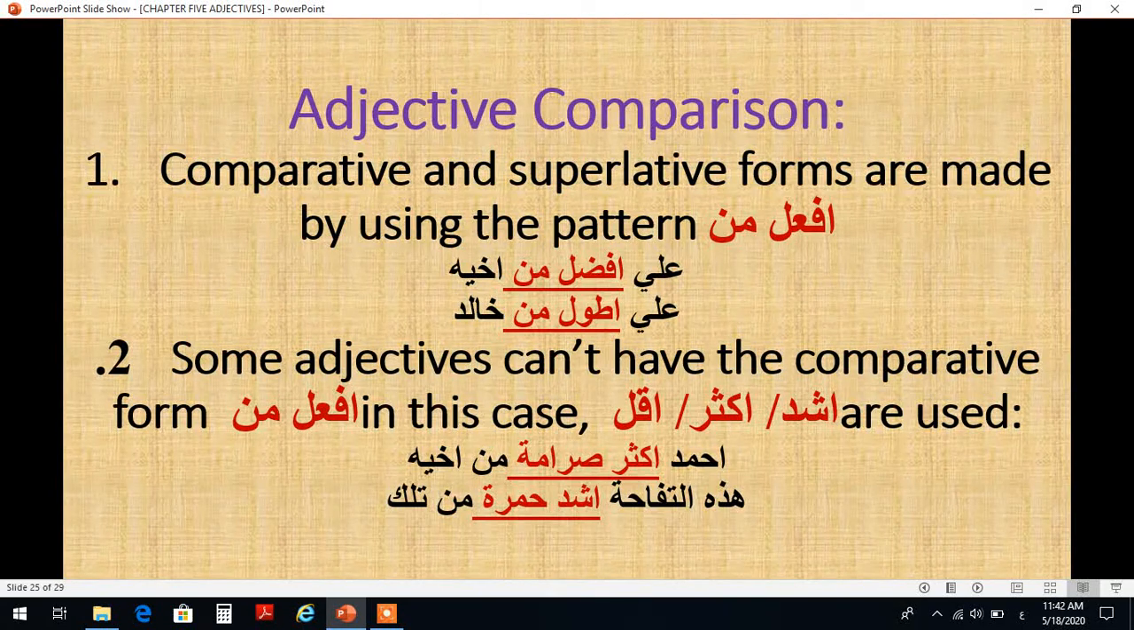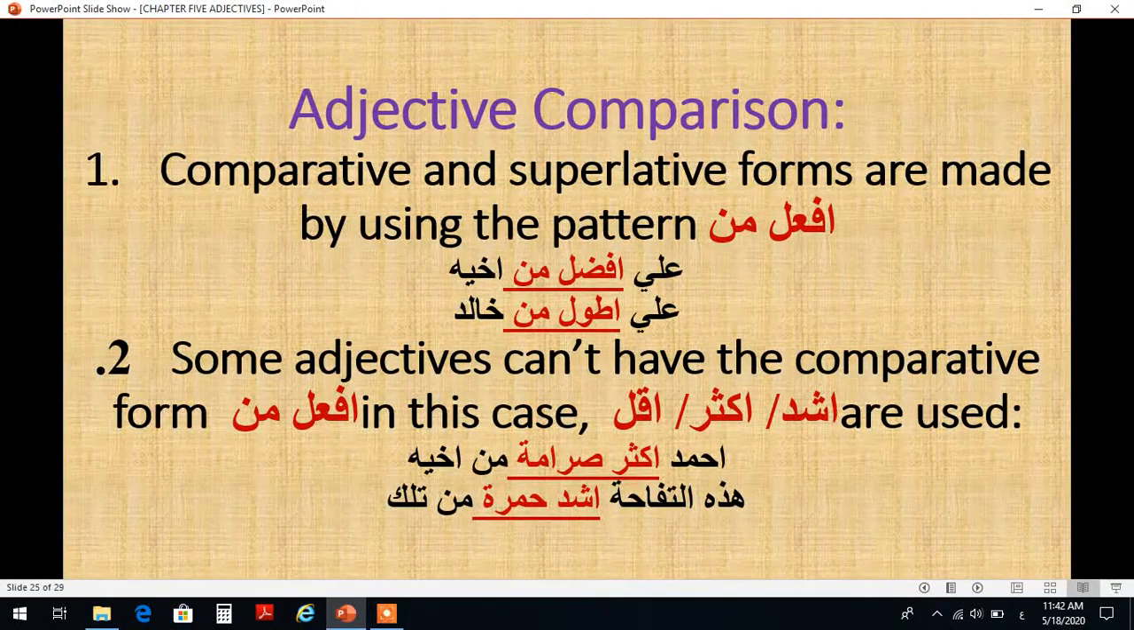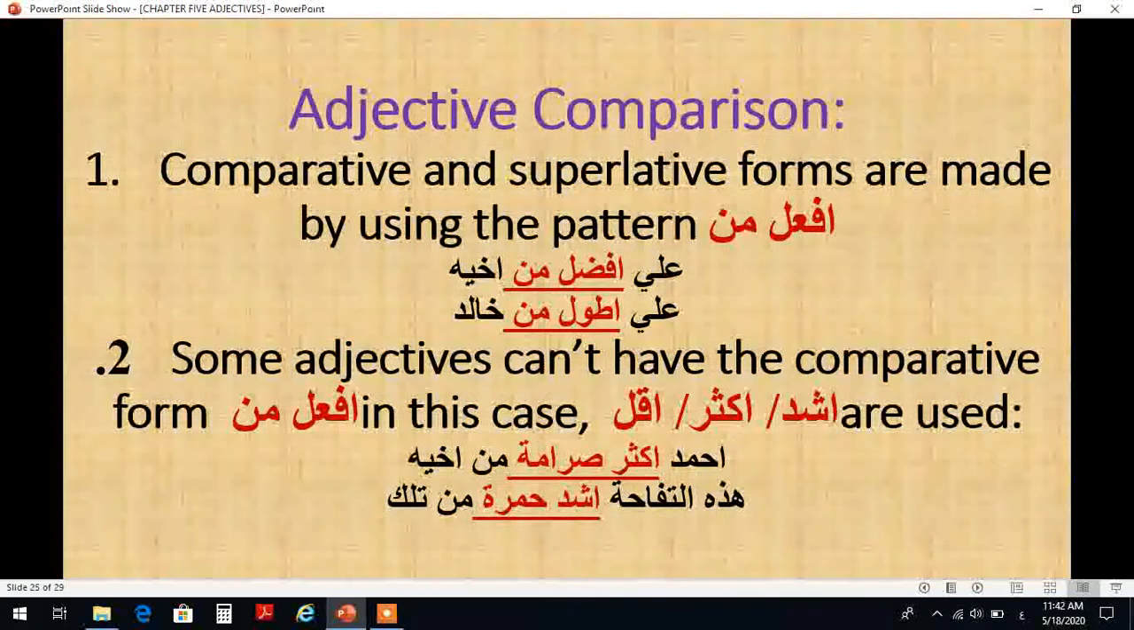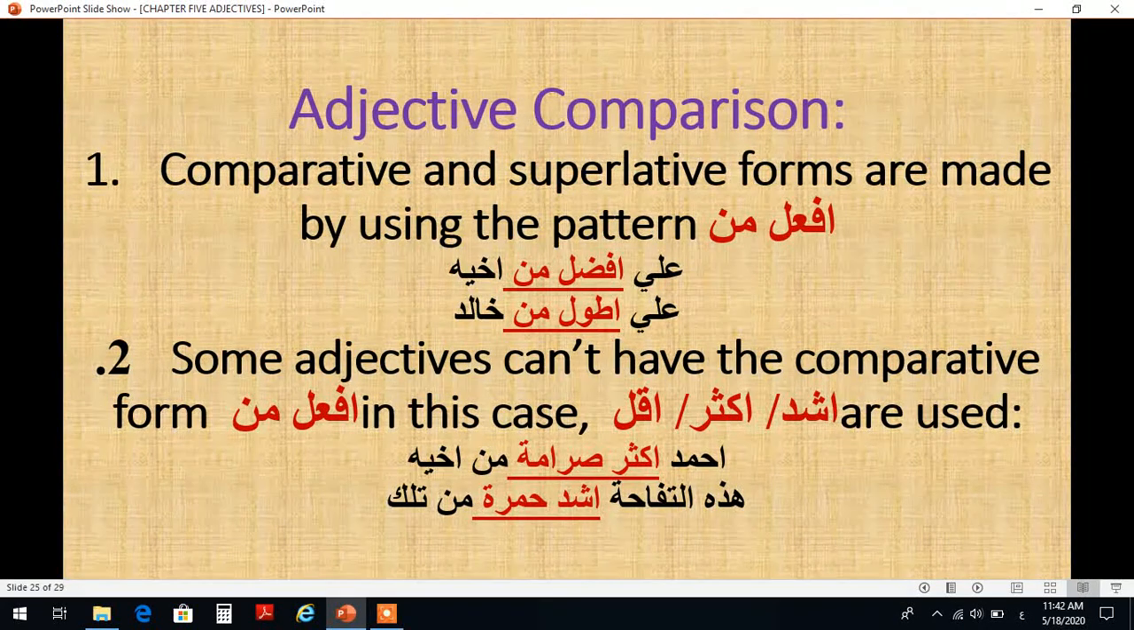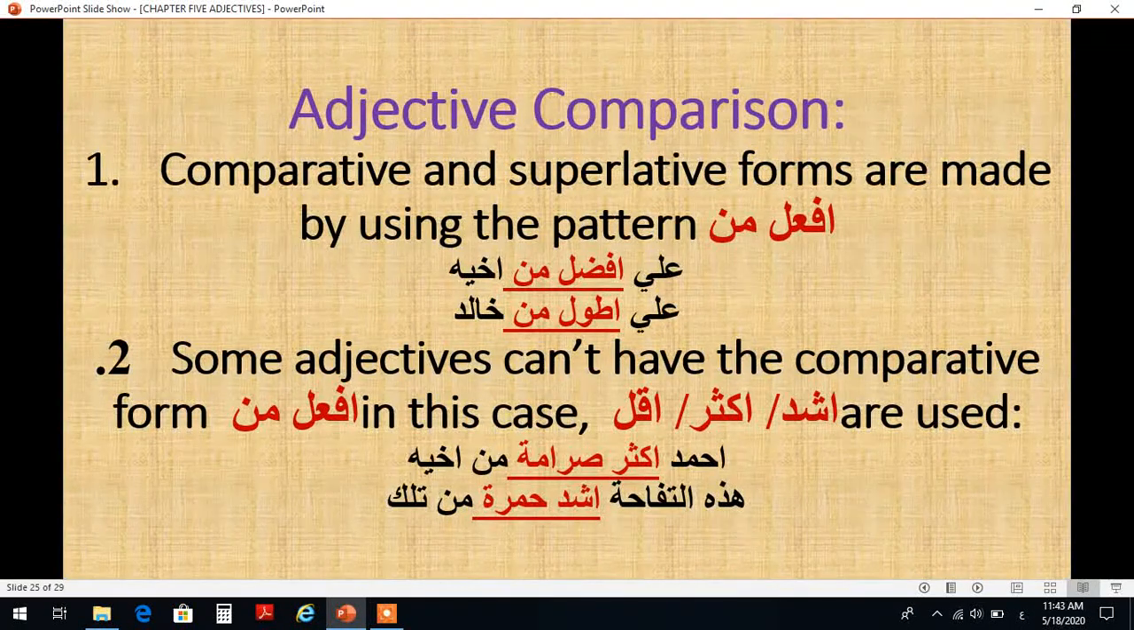Number 2. Some adjectives cannot have the comparative form أفعل من. بعض الصفات لا يمكن أن نستخدم معها اسم التفضيل أفعل من. في هذه الحالة ممكن أن نستخدم صيغ أخرى كأن نقول أحمد أكثر صرامة من أخيه. هذه التفاحة أشد حمرة من تلك. إذن نستخدم صيغ معينة مثل أشد، أكثر، أقل.